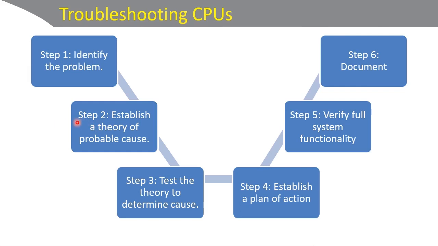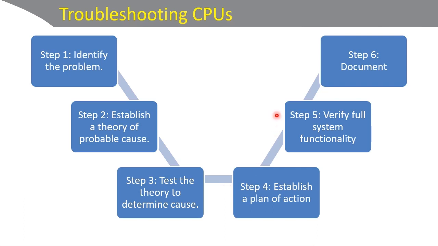Step 2, establish a theory of probable cause. Question the obvious first. Start with the most likely and make a list of possible causes for the problem. Step 3, test the theory to determine cause. If your test fails, go back to step 2 and move on to the next theory. Then step 4, establish a plan of action to resolve the problem and implement the solution.